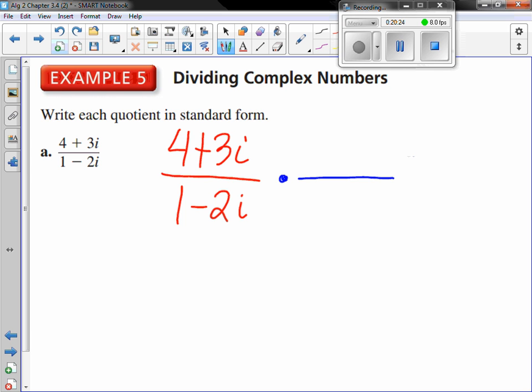I have a feeling most every single one of those calculators said domain error, invalid, something error, if you got it typed in. Okay, so let's do this one by hand.